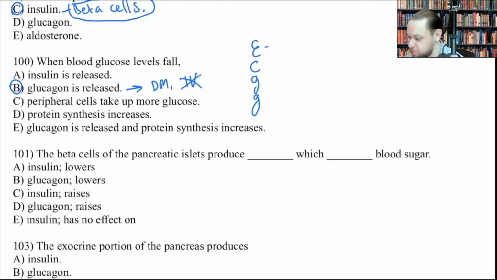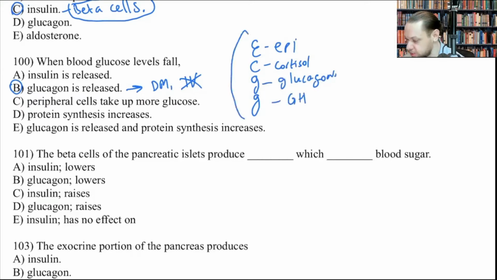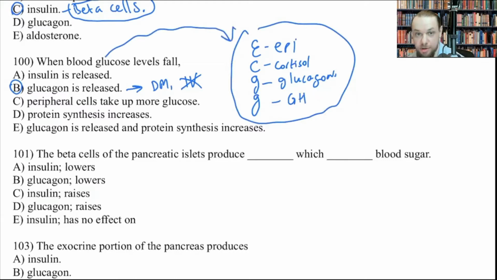As long as you remember ECG, G. So this is your epi. This is your cortisol. This is your glucagon, and this is your growth hormone. So all of these are your counter-regulatory hormones. They're released when your blood glucose level falls. They will stimulate your liver to make more glucose by breaking glycogen stores. That's called glycogenolysis. As the process continues, it's going to start to make glucose from non-carbohydrate sources. That's called gluconeogenesis, neo meaning new, from sources like amino acids, fatty acids.